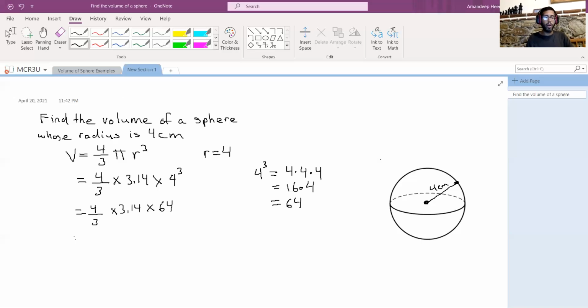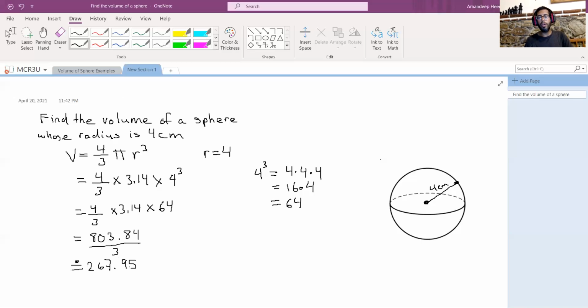Now, if you take 4 multiplied by 3.14 multiplied by 64, what do you get? You get 803.84 divided by 3, and that is going to be approximately 267.95. What units will it be?